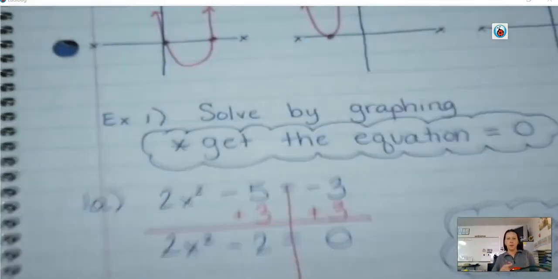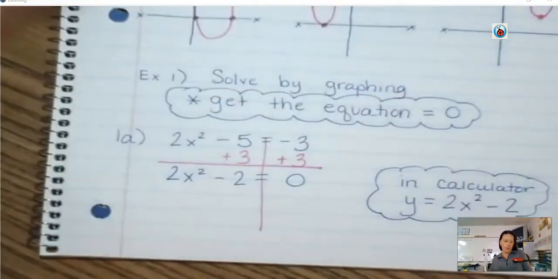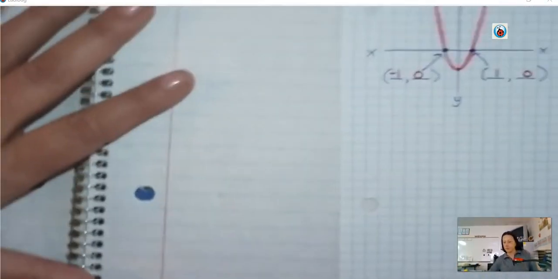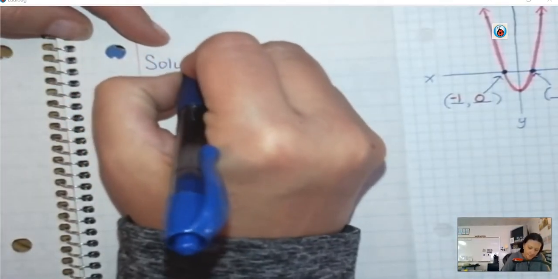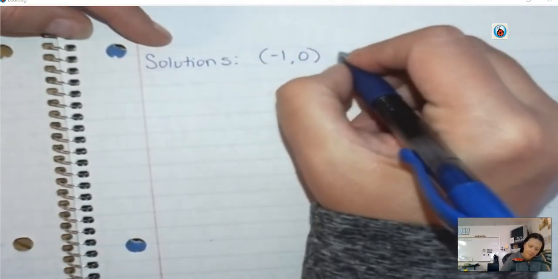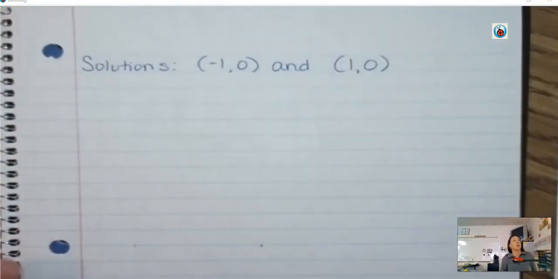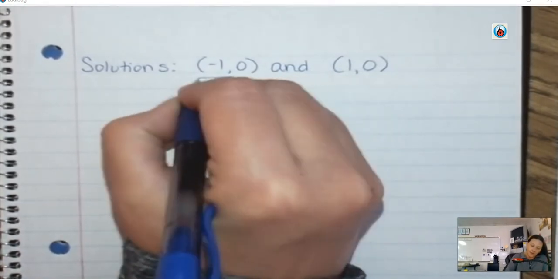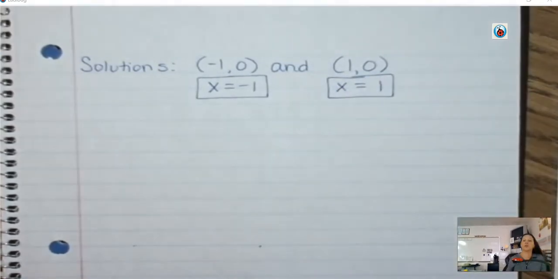Actually, in my notes, I'm going to go to page 2 because I'm going to run out of space. So I'm going to be cutting out and gluing this graph in there as well. So your solutions are -1, 0 and +1, 0. And we're going to transition into writing that as x equals -1 is one of your solutions, and then x equals +1 is one of your solutions.